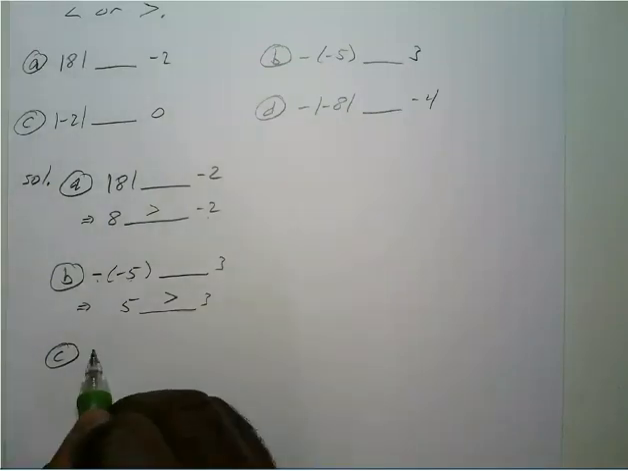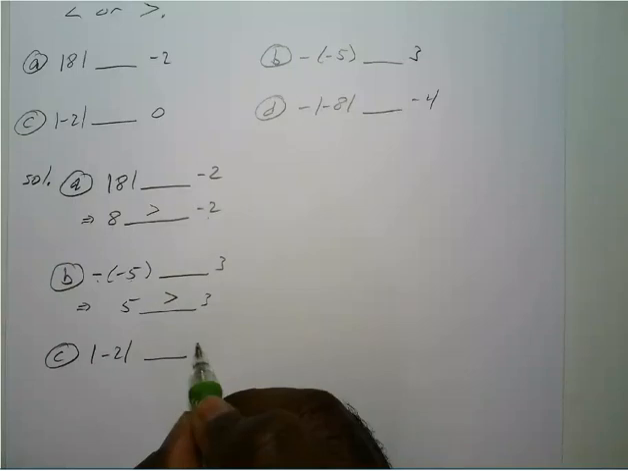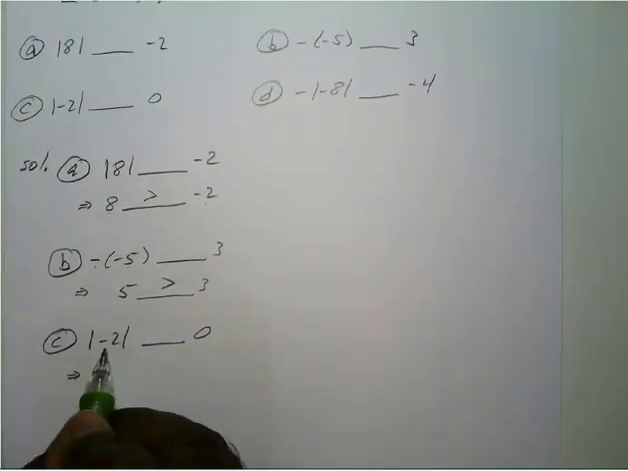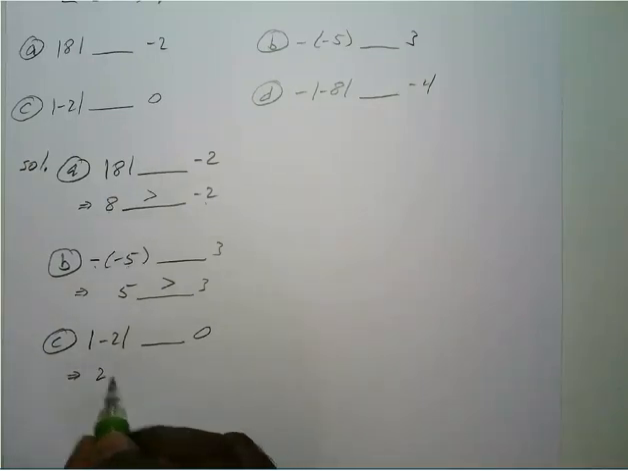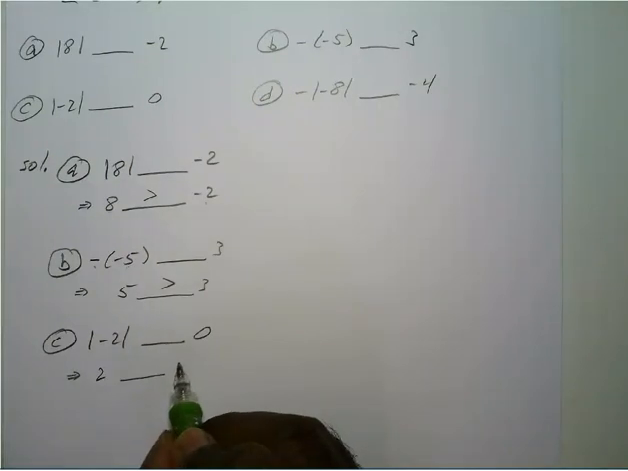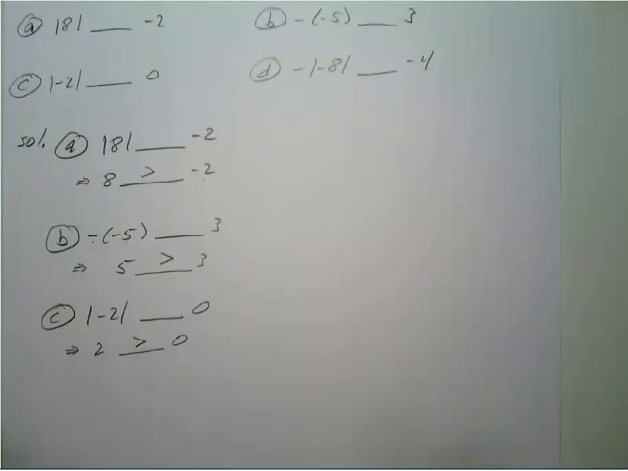Okay. So what if you have the absolute value of negative 2 is what to 0? Well, the absolute value of negative 2 is what? 2. The absolute value is always going to be positive. So that's going to be what to 0? 2 is greater than 0.